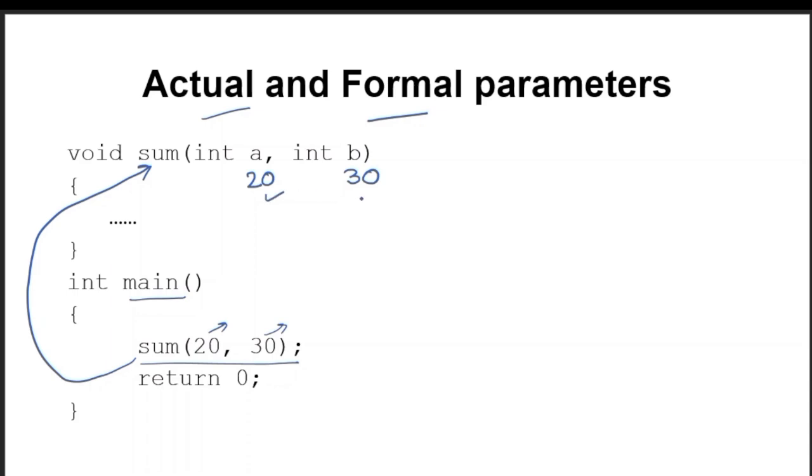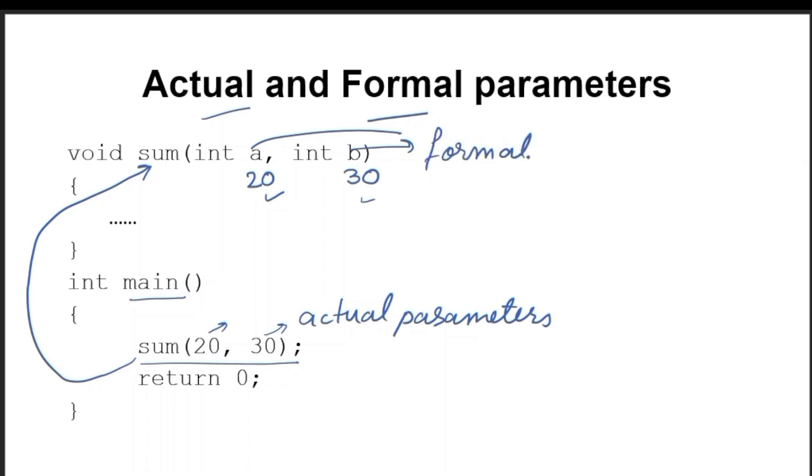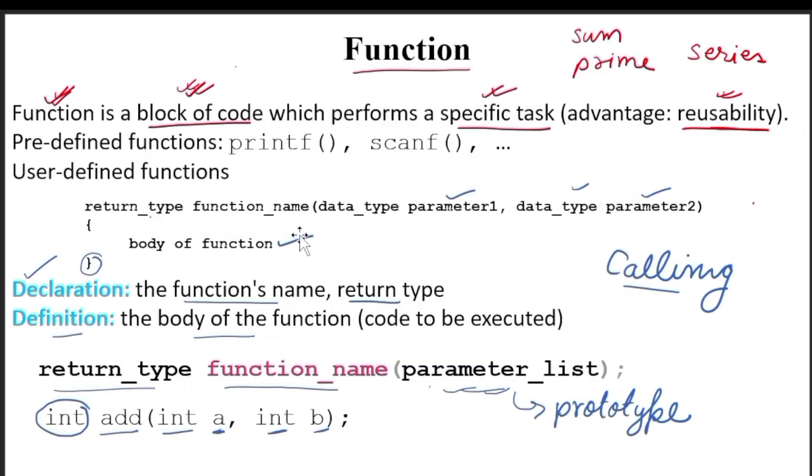So these 20 and 30 are called your actual parameters. Alright, this is called your actual parameters, and A and B are going to be called formal parameters. Alright, these will be your formal parameters A and B, and 20 and 30 are the actual parameters, the values that you give to the variables. Okay, so this is all about your function declaration, definition, and function calling.